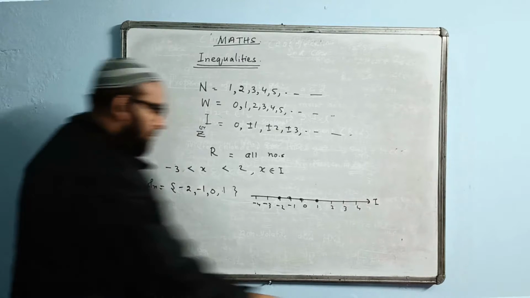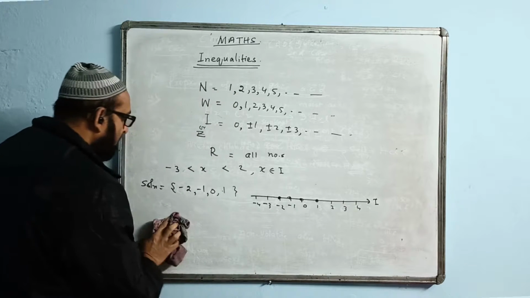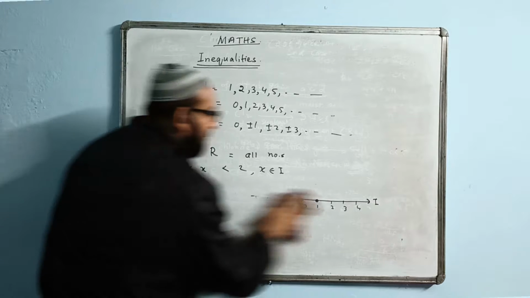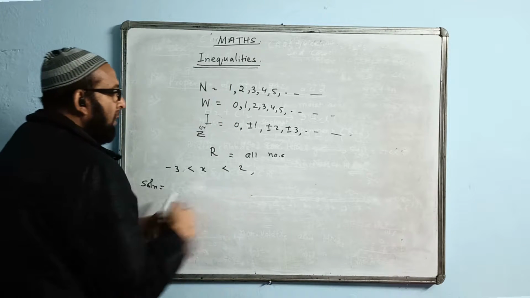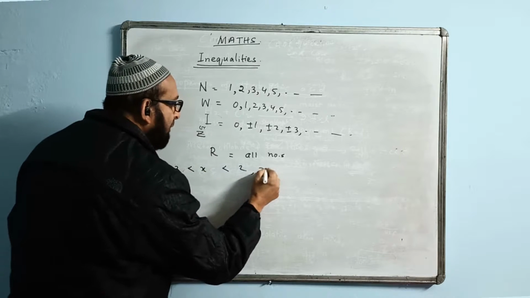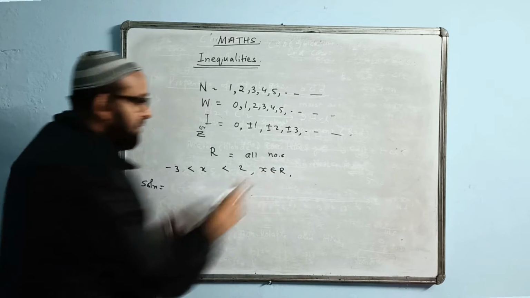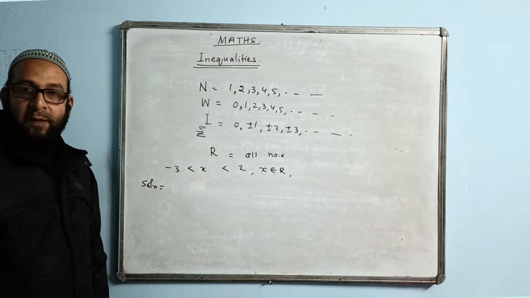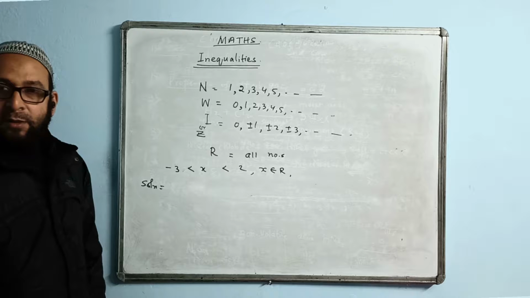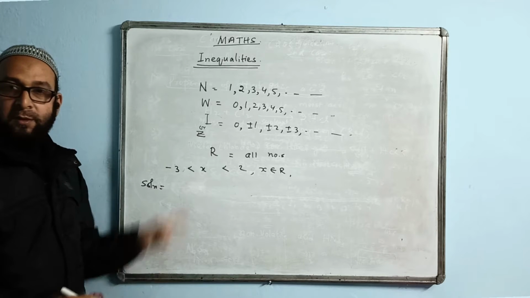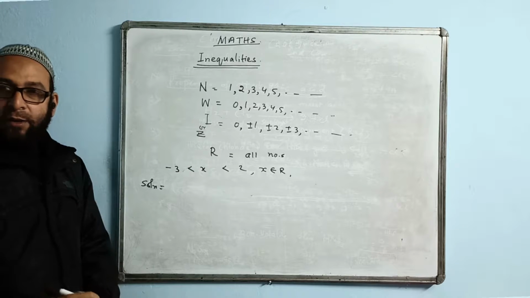Now, if I have the same question here, -3 < x < 2, but x belongs to R, real numbers, x belonging to R like this, then what would be the answer? Now R is real numbers. Same question but x belonging to R, real numbers.